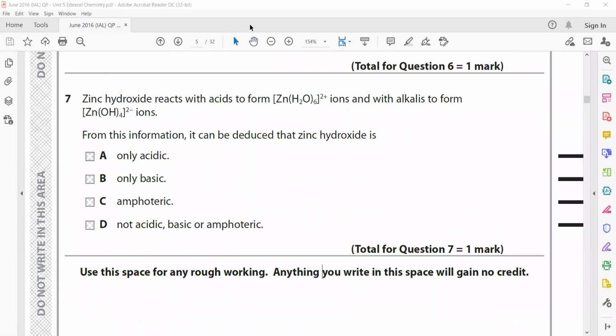Zinc hydroxide reacts with acid to form an ion, and with alkali it also forms an ion. So it is forming an ion with both acid and alkali. So this shows zinc hydroxide is amphoteric. That's why it is reacting with both acid and alkali.